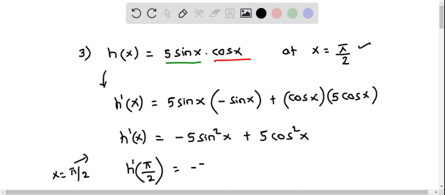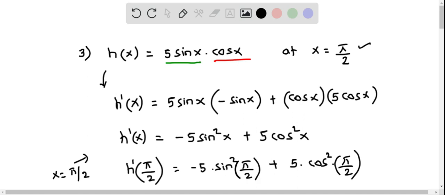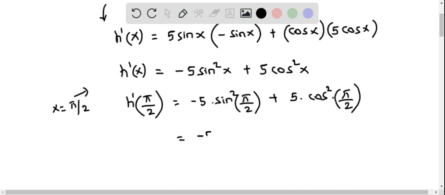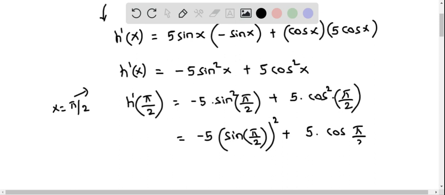And so this equals negative 5 times sine squared of, replace x by pi by 2, plus 5 times cosine squared, replace x by pi by 2. So it is cosine squared of pi by 2. And so this equals negative 5 times sine squared of pi by 2, which is basically sine pi by 2 quantity squared. And similarly, cosine squared of pi by 2 is basically 5 times cosine pi by 2 quantity squared.